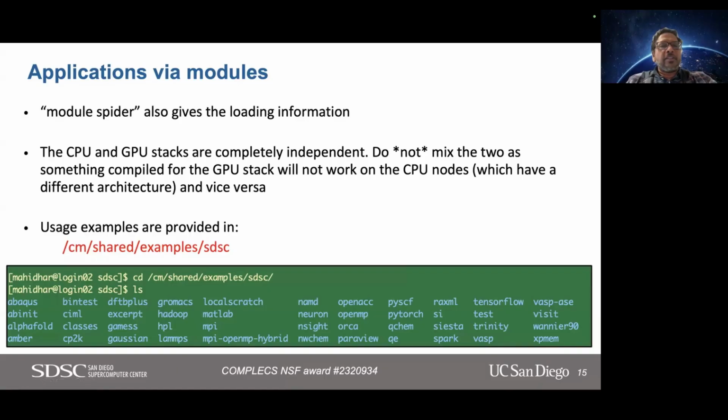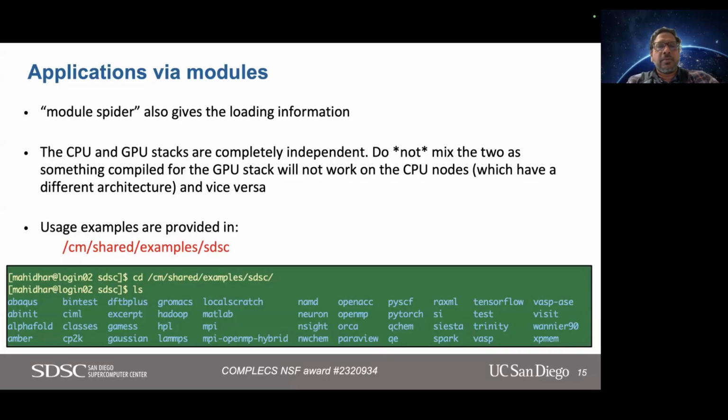All right, so we saw how the module spider gave us the loading information. And one thing to remember on Expanse, and this may or may not be true on other machines, is that the CPU and GPU stacks are completely different. This is because the CPU type on the CPU nodes is different from the ones on the GPU nodes. So the GPU nodes have Intel processors and the CPU nodes have AMD processors.